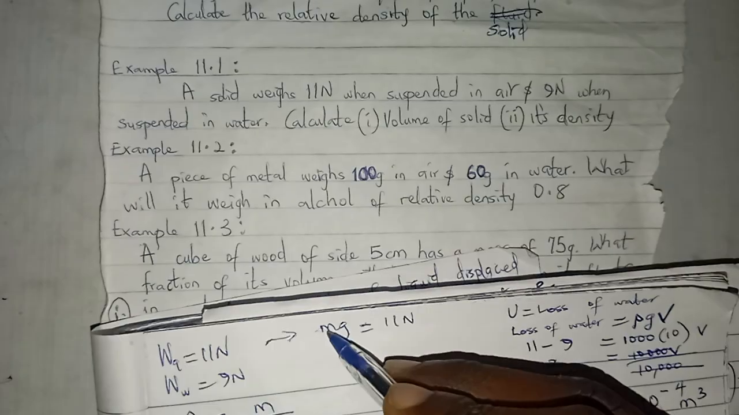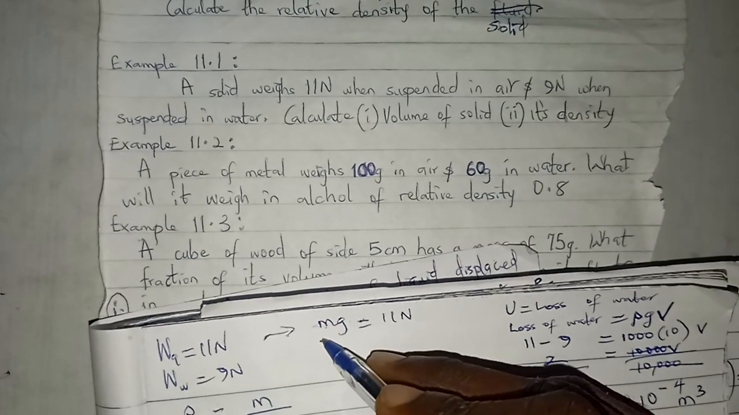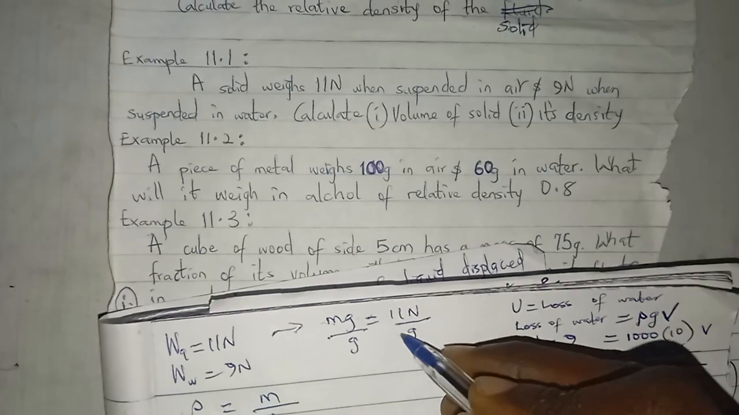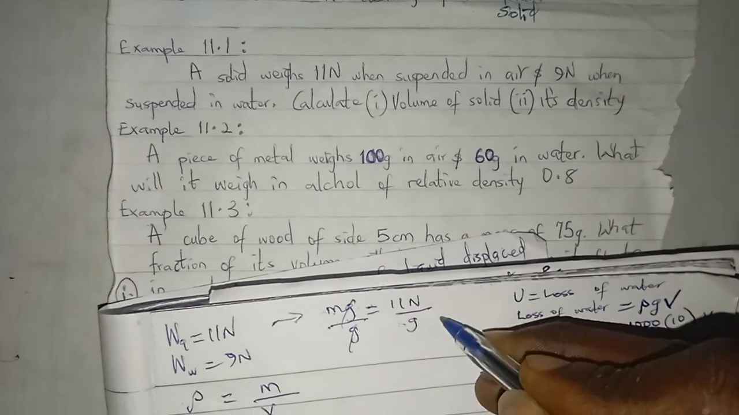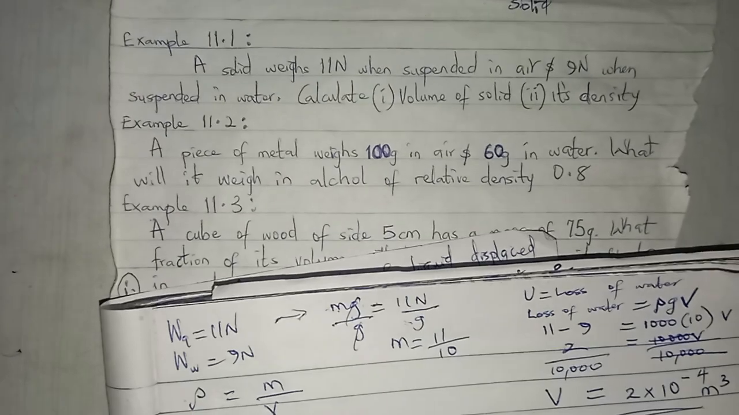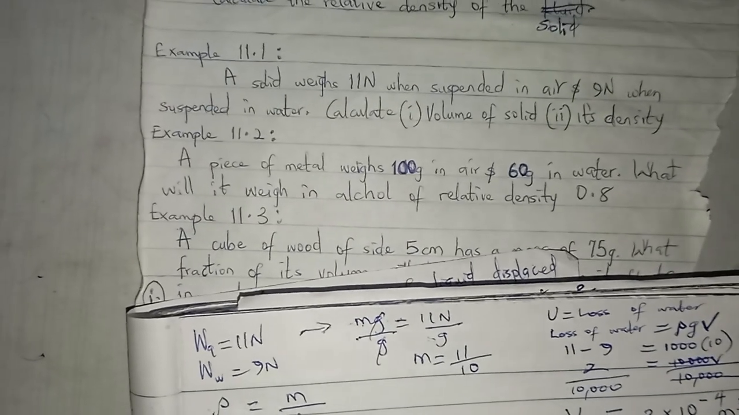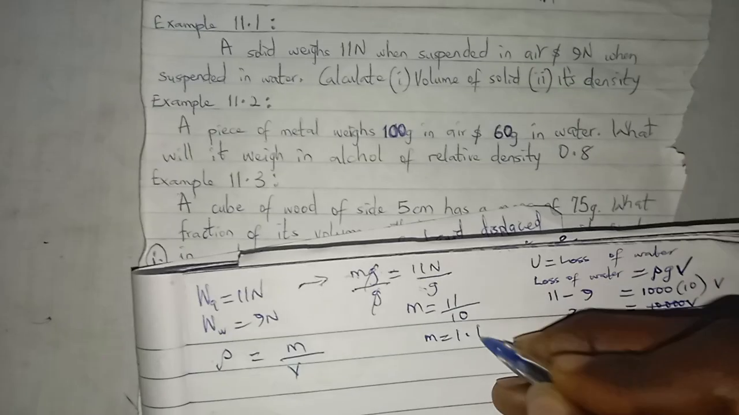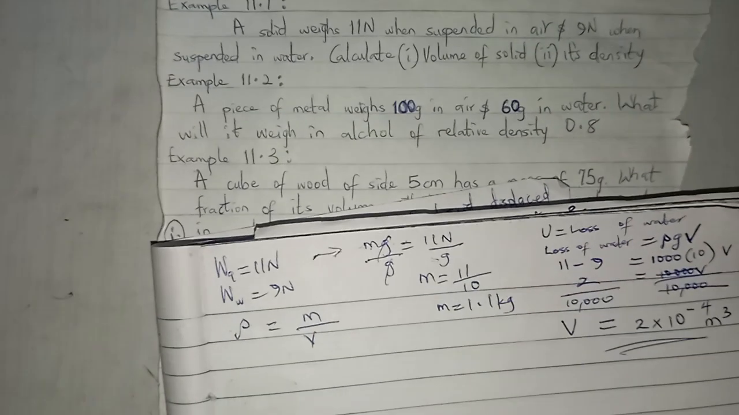That is the force, mass times g. So divide both sides by g, which is 10, this will cancel out. So m is equal to 11 over 10. So 11 divided by 10, m is equal to 1.1 kg. So that is the mass.